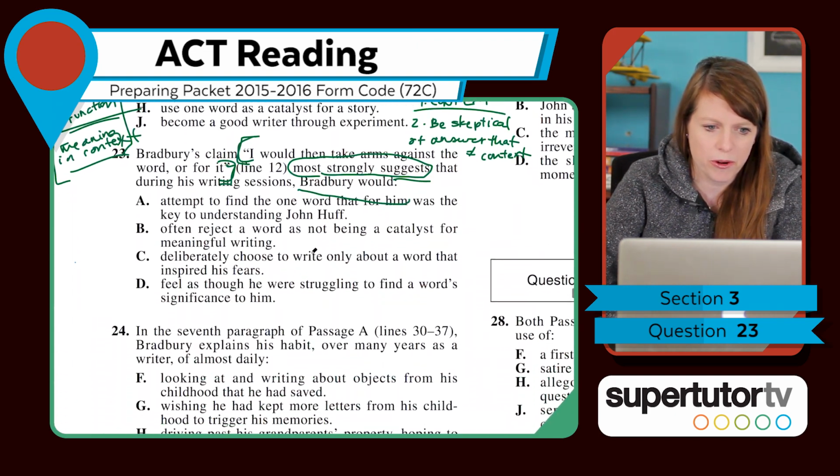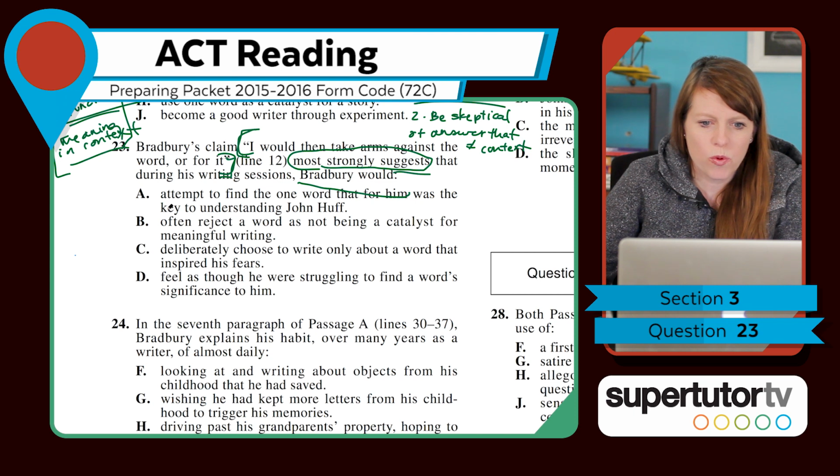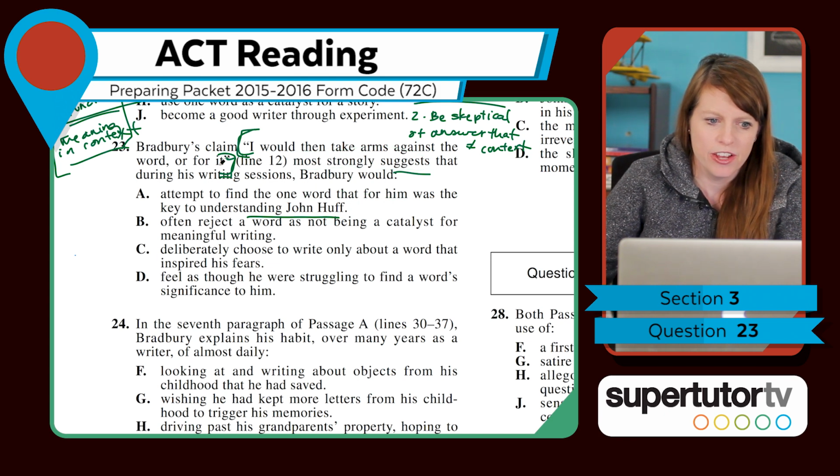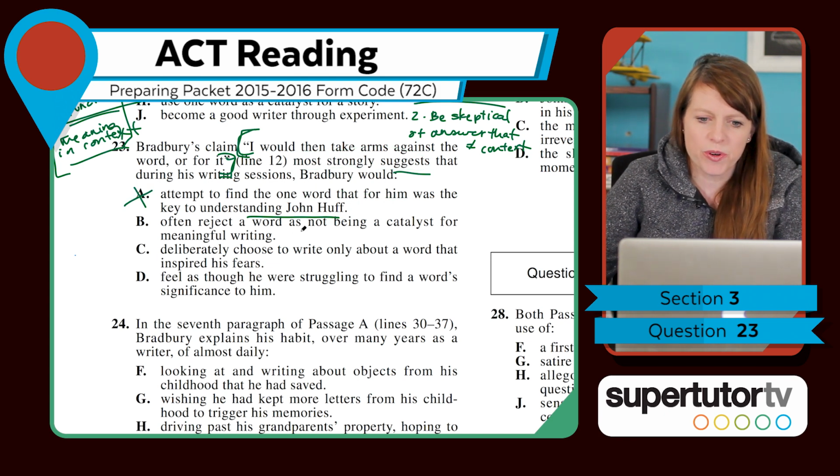So now we're going to go through here to attempt to find one word for him that was the key to understanding John Huff. This is too specific. We didn't see John Huff anywhere in that paragraph. So that's going to be out. "Often reject a word as not being a catalyst for meaningful writing." Now, there is this idea of arms against the word or for it. So half of this seems like he might be rejecting a word, but let's make this a maybe for now. "Deliberately choose to write only about a word that inspired his fears."